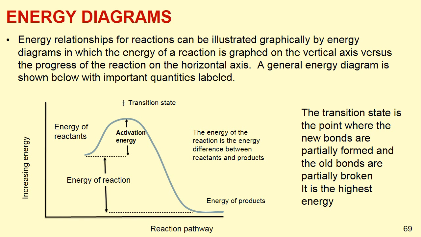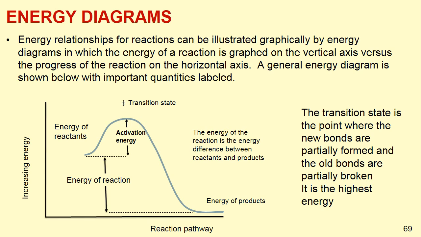This is a graph of a reaction. This is called an energy diagram. If you look at this graph, on the left-hand side you can see that we have the reactants. Notice on the y-axis, we have increasing energy, and on the x-axis, we have reaction pathway. What that means is just the process of the reaction from start to finish. So on the left-hand side, we have the start of the reaction, the reactants.